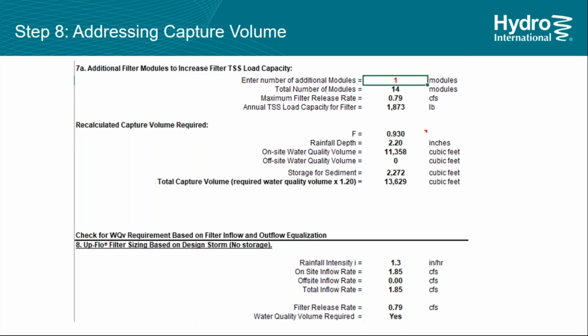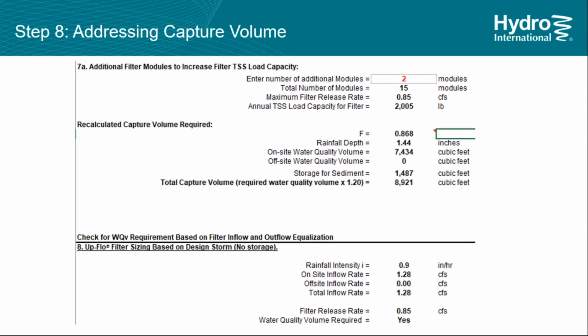So that's 7A. Now below in your sheets, you'll see the last section, which is the Up-Flo filter sizing based on no storage or to be a flow-through device. Really what you're looking for here is this yes or no. Is there water quality volume required outside of the Up-Flo filter? So with 1 additional module, we're at 14 modules total. Total capture volume required 13,000 cubic feet. We don't have that within our filter, so yes, there is additional storage needed on site.